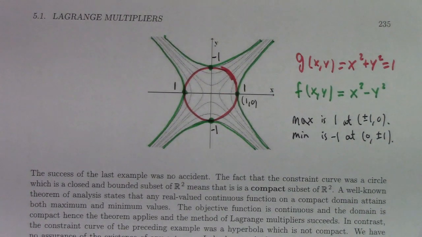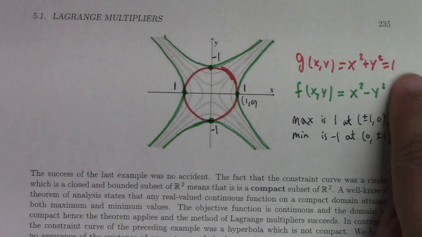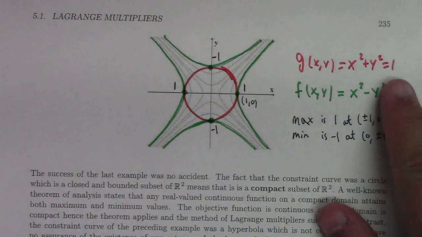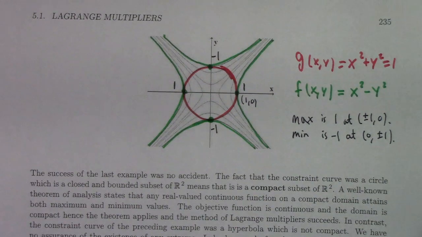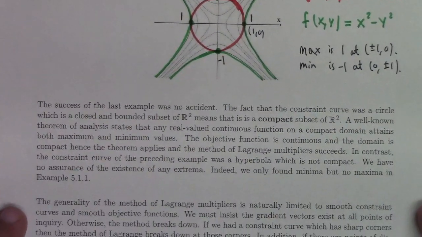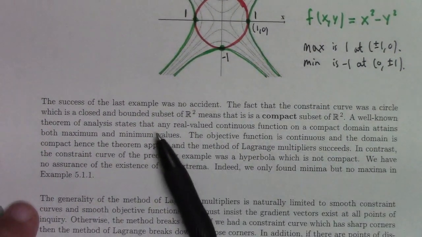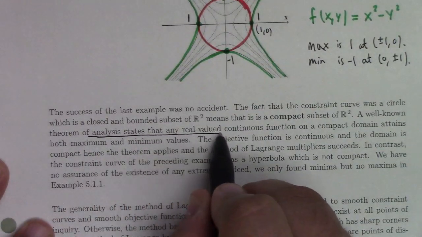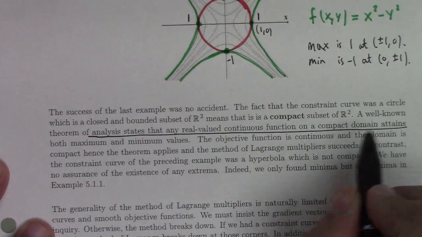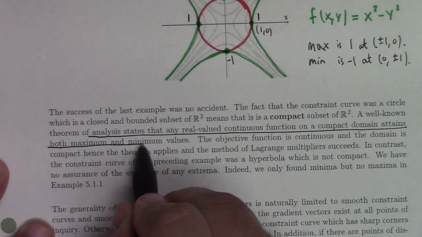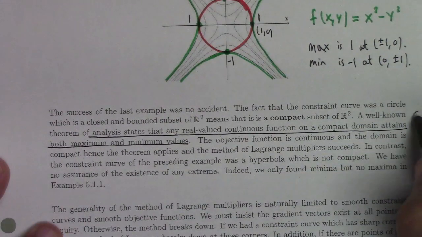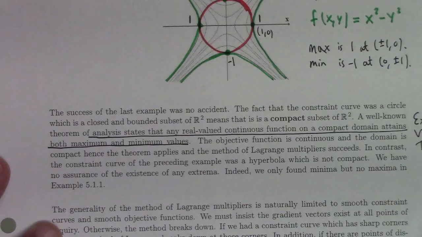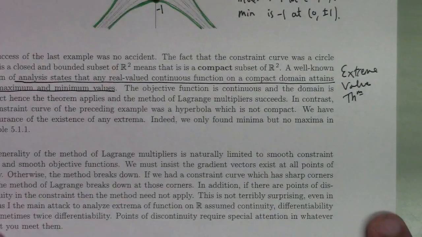And that had to happen here because this unit circle is an example of what's called a compact subset of R2, and a well-known theorem of analysis states that any real-valued continuous function on a compact domain attains both maximum and minimum values. This is the so-called extreme value theorem.